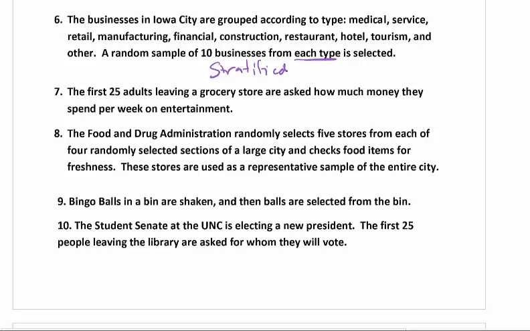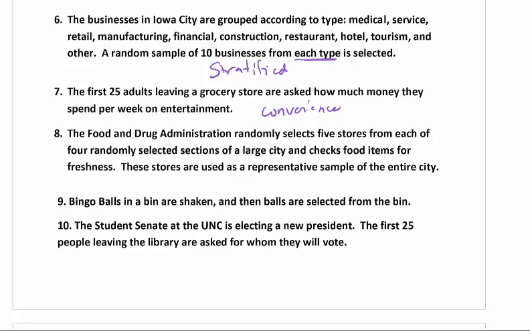Number 7, the first 25 adults leaving a grocery store are asked how much money they spend per week on entertainment. Again, don't fall into that trap of reading part of this. This is actually a convenience sampling, because I just went to the store and grabbed the first 25 people. There's not any piece in making this random. This is a specific time of the day, and those types of pieces.